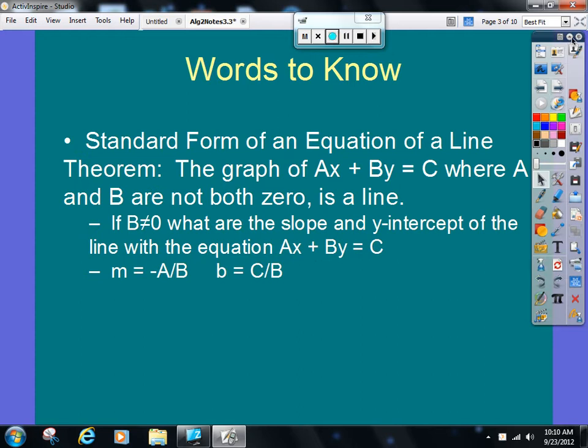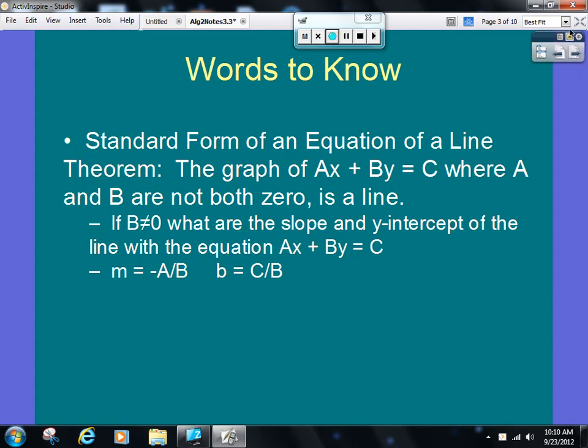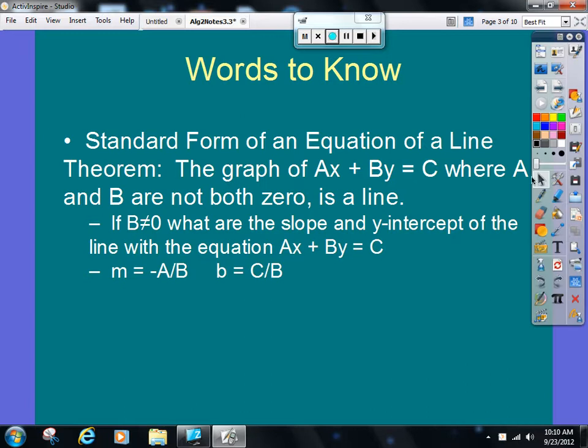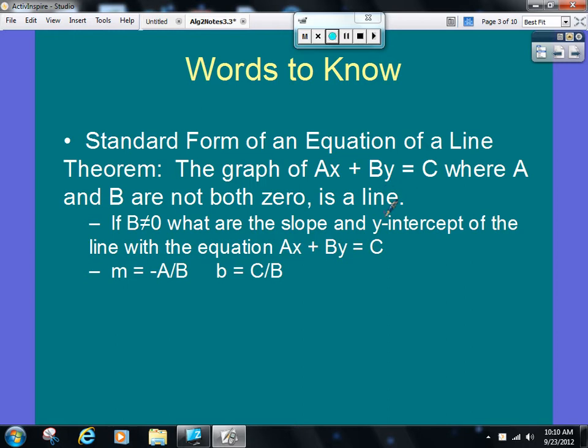Standard form of an equation of a line. We talked about this already some. Ax plus by equals c, where a and b can't both be 0. One of them can be, but both of them can't be. And actually a and b are usually going to be integers. This is definitely going to be a line if it's in this form, and if b does not equal 0, we're talking about a function.